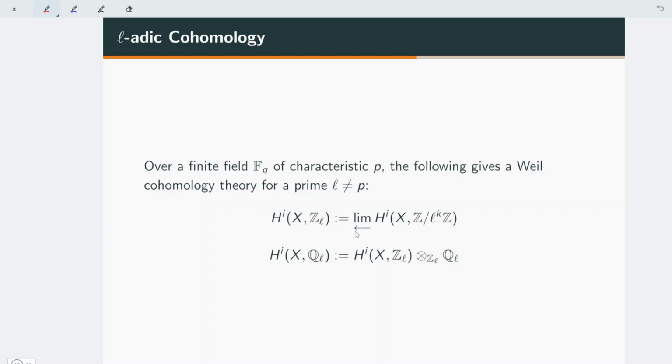And if we take another prime l, which is not equal to p, it's kind of an amusing story. People say that Grothendieck was the one that established you can use l to stand for a prime, because that's what he did when he introduced l-adic cohomology.